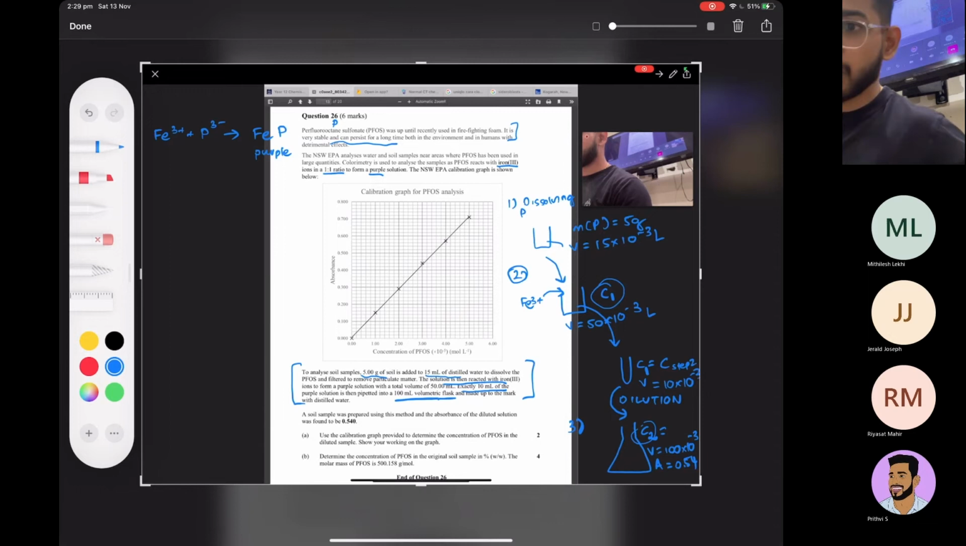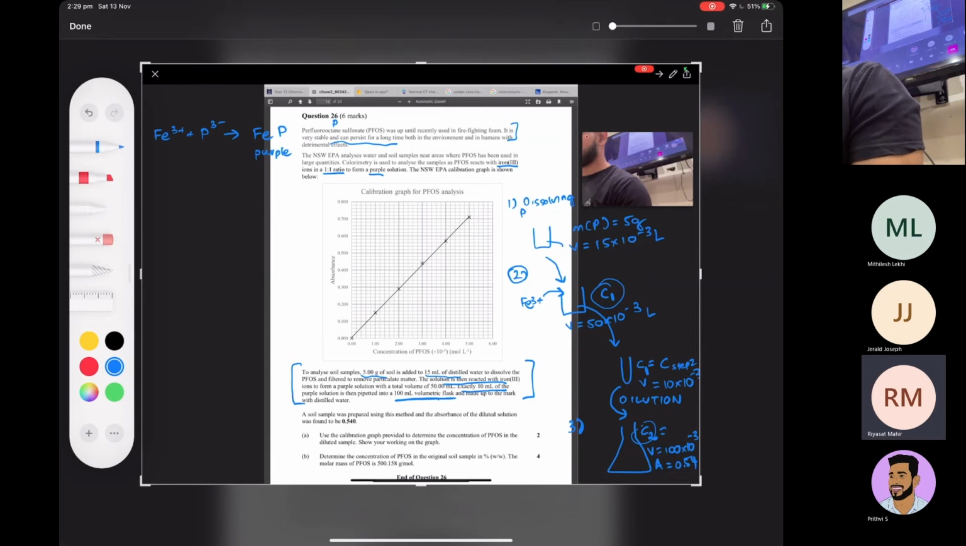What are you doing? For A or? No, you want to go straight to the... they're helping you with A. A, you literally look at the graph. But let's say you've done A, you found the concentration of PFOS, but how would you go to B? How would you find B? I'd essentially just do the steps backwards, starting from, yeah.